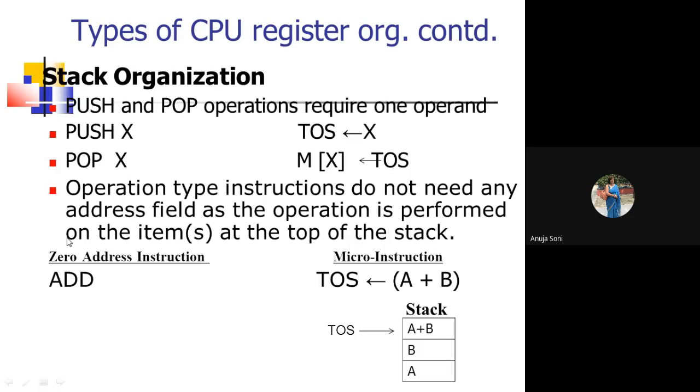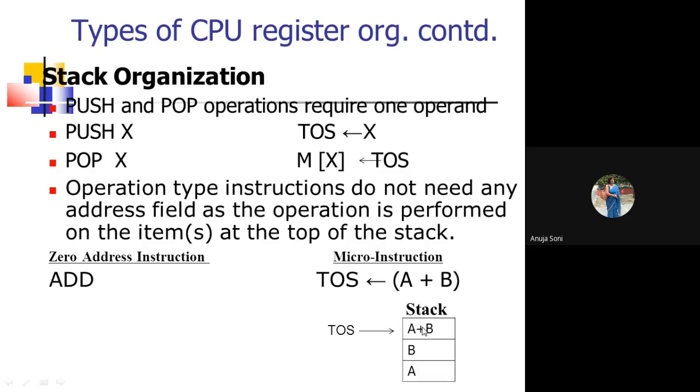Now how will add work in this? This is the example of a zero address instruction. Using the stack organization or using zero address instruction, how is this add accomplished? Before add, push X has already been done. With the help of push X, A has already been inserted. Similarly, B has also been inserted, and then what will add do? Of its own, it will do the addition of the two topmost elements of the stack, and that ultimately will become the topmost element.